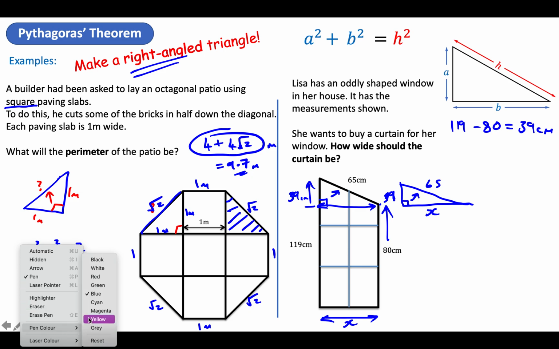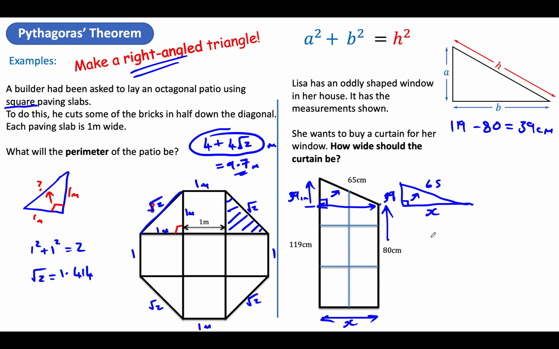Change pen so that it's a bit more obvious about where my working out is. Yeah, we're trying to find the short side. So that side squared will be the same as the long side squared, take away the other short side squared. Square, square, subtract, square root for a short side.